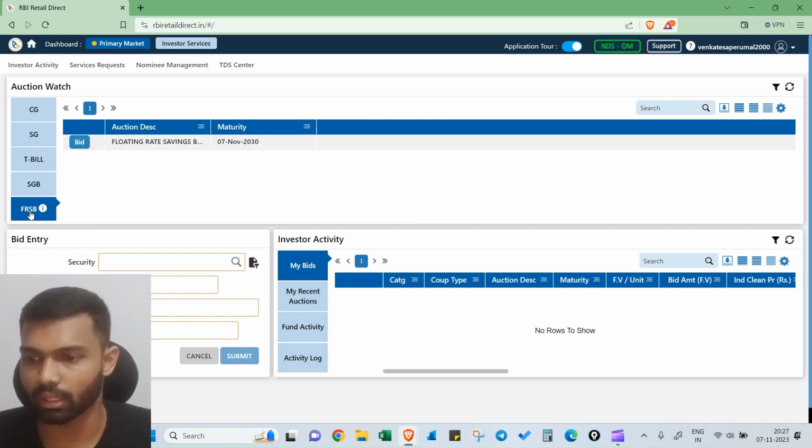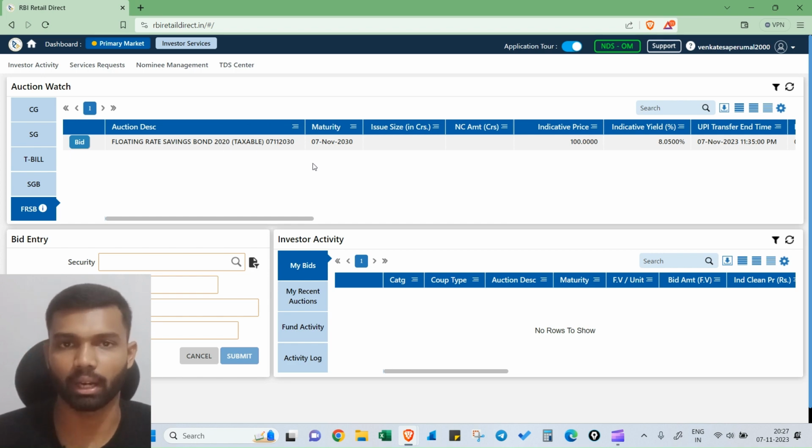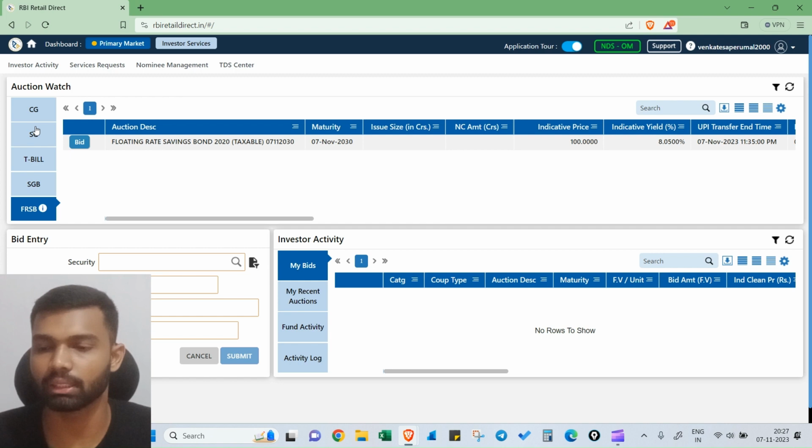Another feature the RBI has now introduced is the Floating Rate Savings Bond 2020. That is, the bond will not have a fixed coupon rate; rather, the coupon rate of the bond will be changed every 6 months. Previously, in CG and SG, we have seen that the bond's coupon rate is fixed.